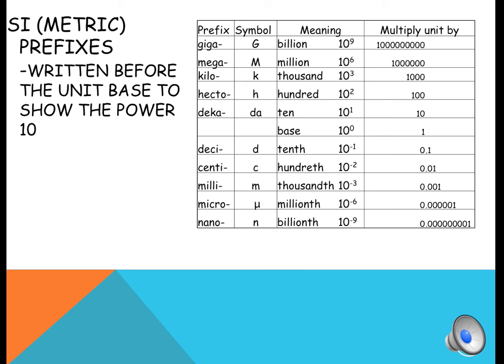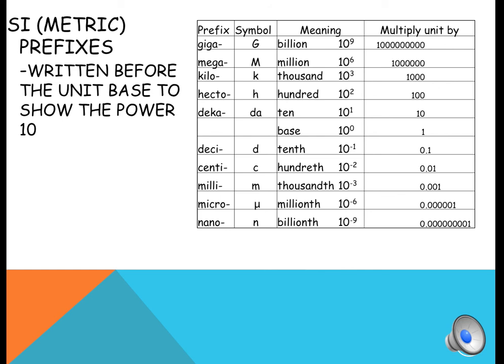Hecto is H meaning 100, or 10 to the 2nd. And deca is DA meaning 10 to the 1st, which is kind of silly. It's just 10. And then those numbers are all bigger than our base. So if we're not just weighing a gram, and we see one of those symbols in front of it, that means we are bigger than a gram. Our base unit is 10 to the 0, so that's the same thing as saying 1, even more silly to write. Now let's go to our smaller items.